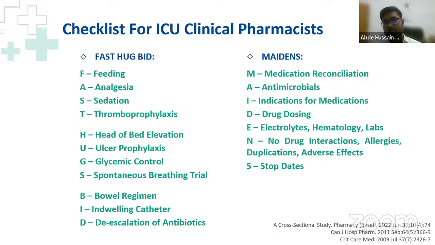And another useful checklist that we can use is MAINTAIN, where we do reconciliation, antimicrobials, what are the indications for medications, the drug dosing, electrolytes, hematology, labs, whether there are any drug interactions, allergies or duplications or adverse effects, or any stop dates that we need to check.